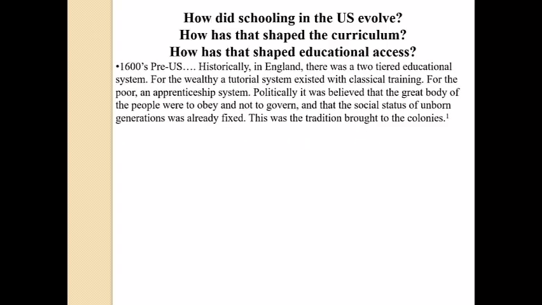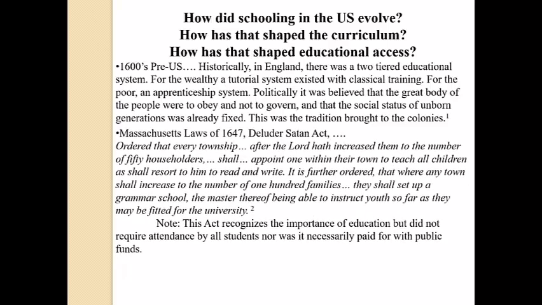So in the 1600s, pre-U.S., obviously this is pre-United States, historically education was a two-tiered system, and basically the wealthy were the ones who were educated. The poor did not attend school. They typically would attend an apprenticeship and learn a trade, if anything at all. In 1647, we see one of the first laws passed dealing with education, and this is in Massachusetts, the Deluder-Satan Act.